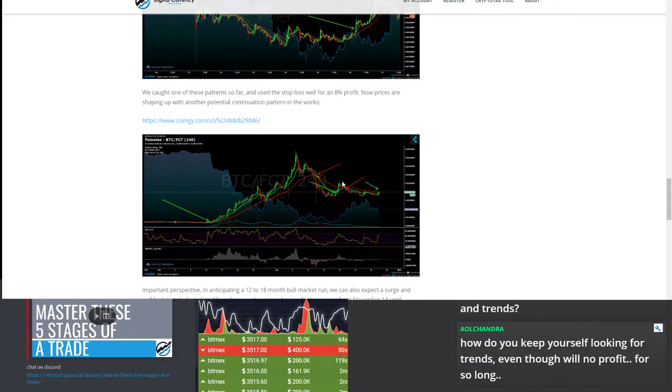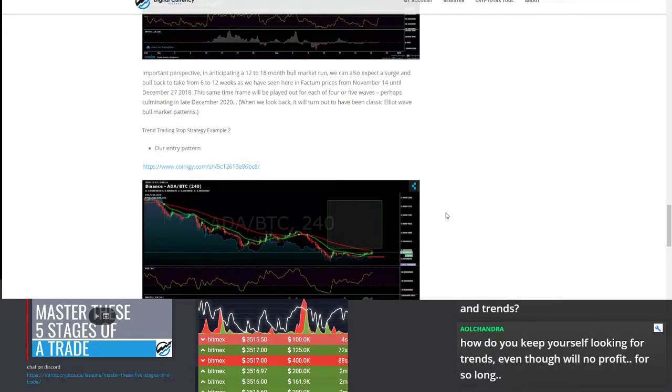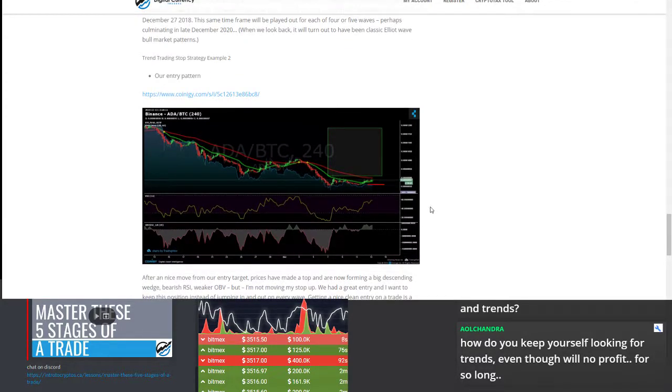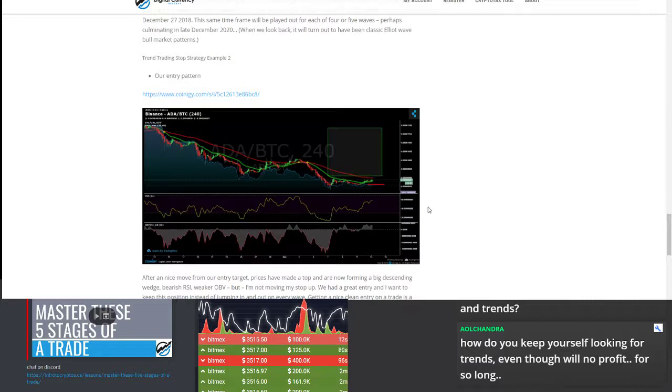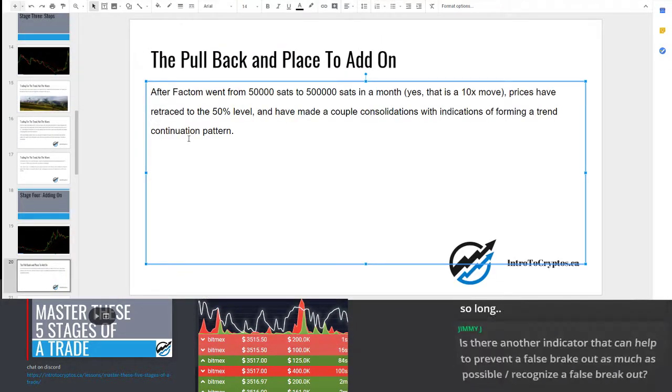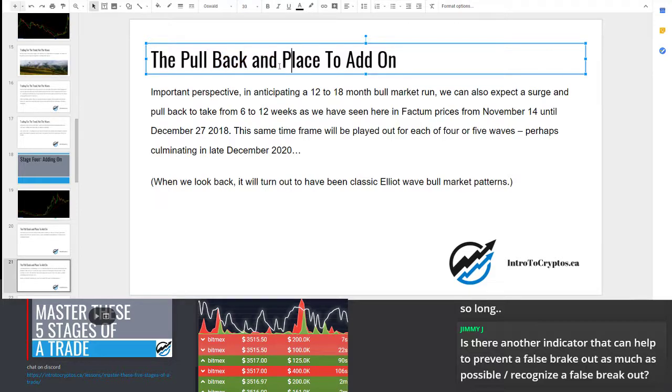So here's what actually happened with Factum. It came down, tried a couple more times, and it's faded off after that as well. Go back to our example here now. So the pullback and the place to add on.